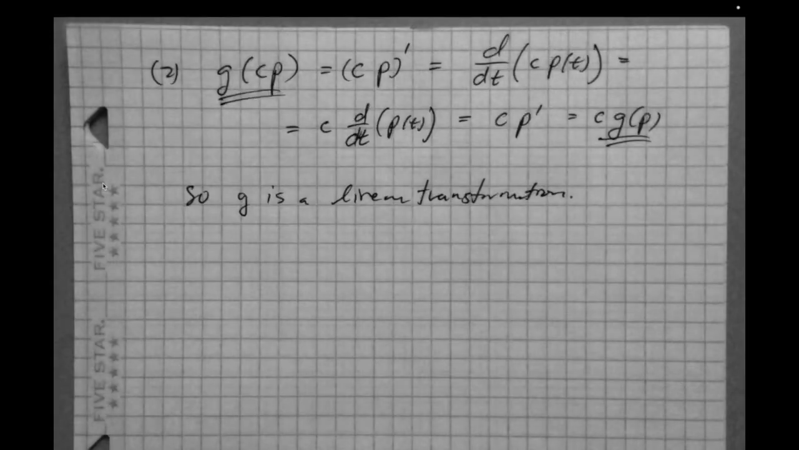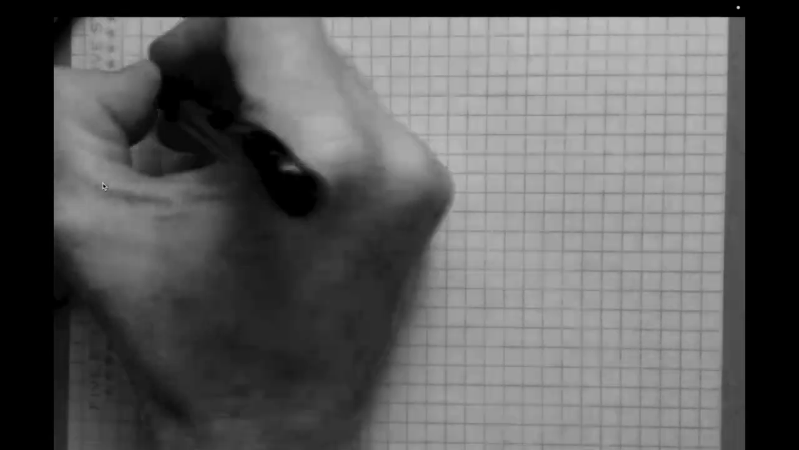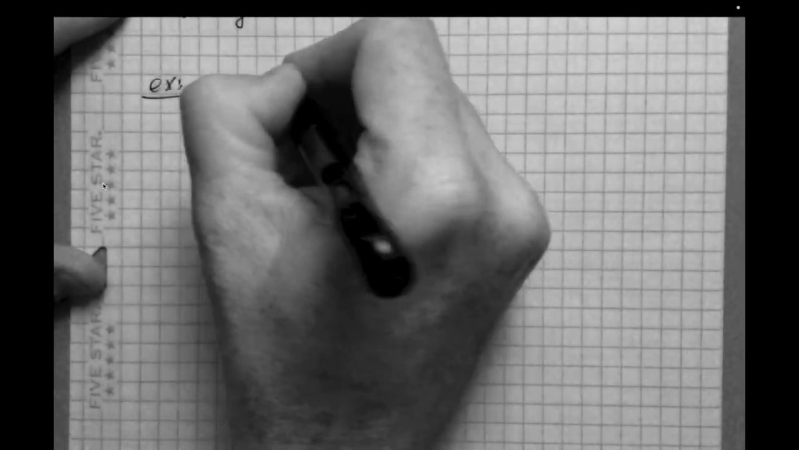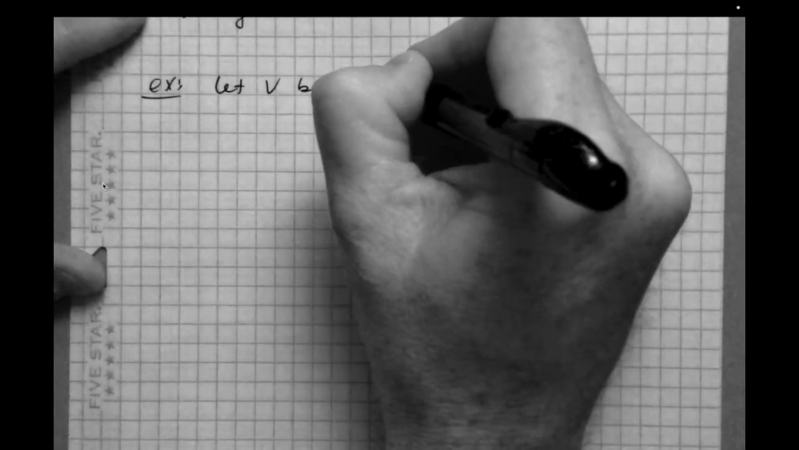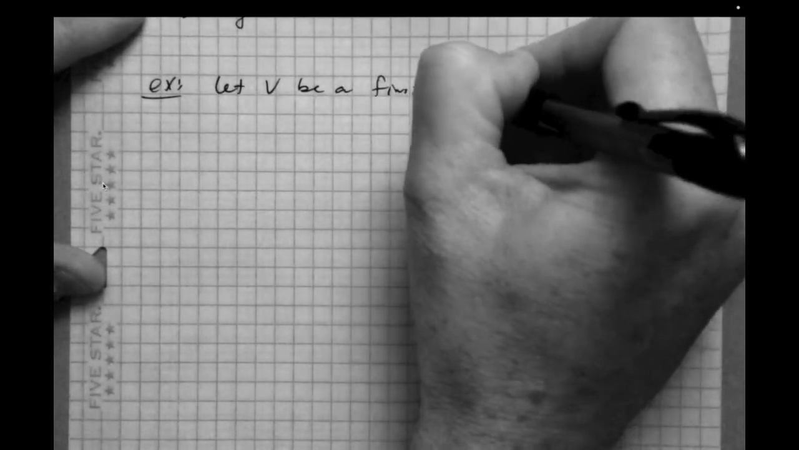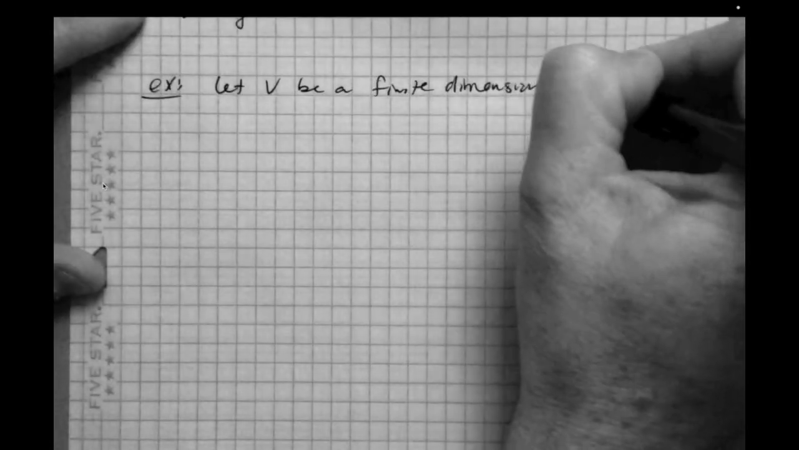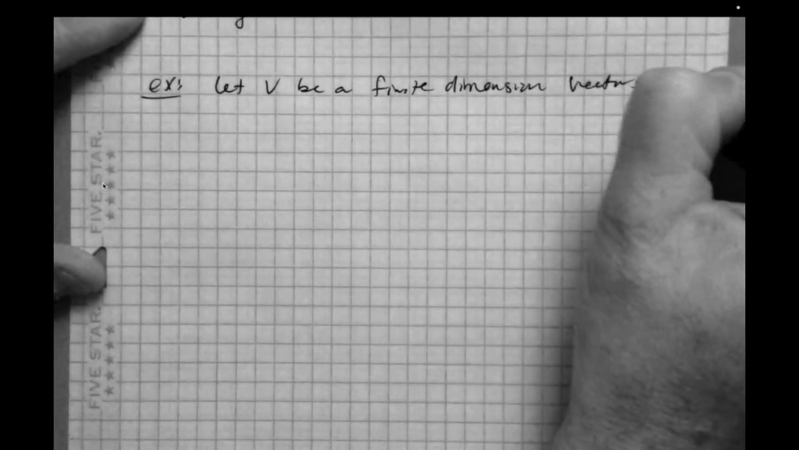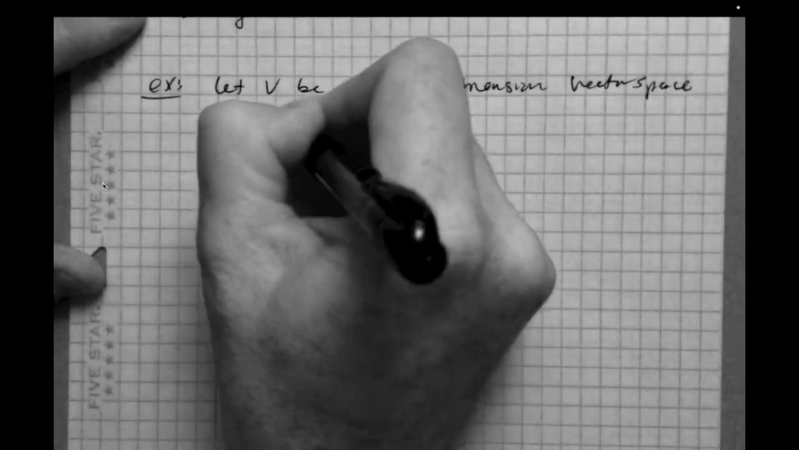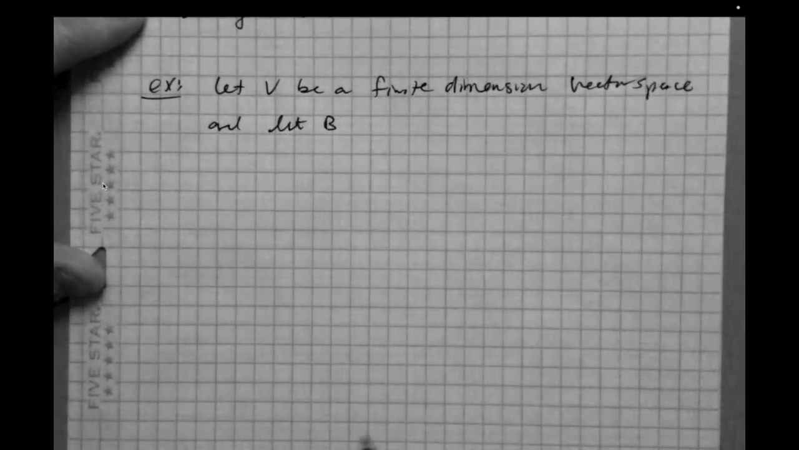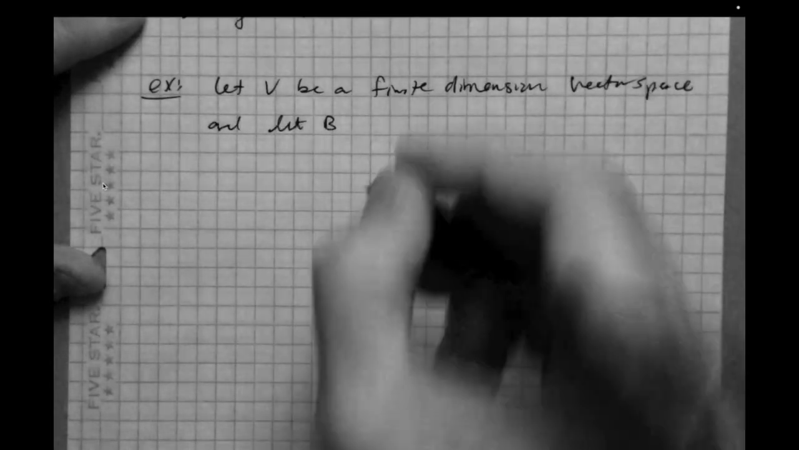All right, maybe a slightly trickier example. Let's let V be a finite dimensional vector space. Okay, so V is a finite dimensional vector space, and let's let B be an ordered basis for V.